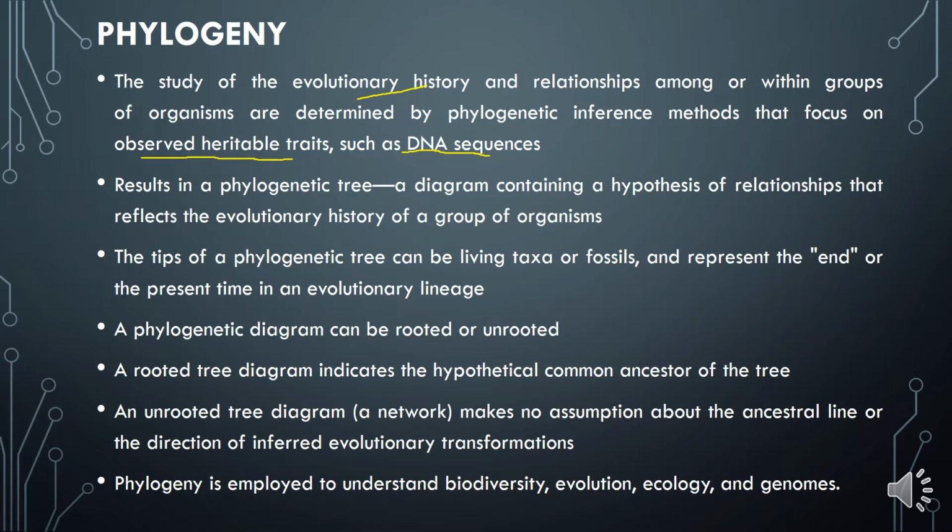species. So phylogeny is based on both observable heritable traits as well as biochemistry. That means morphology and biochemistry, these are the two very important things to be considered while we do phylogeny. And in fact, phylogeny is not only important in classification but also if you consider biodiversity, evolutionary history, ecology or genetics.